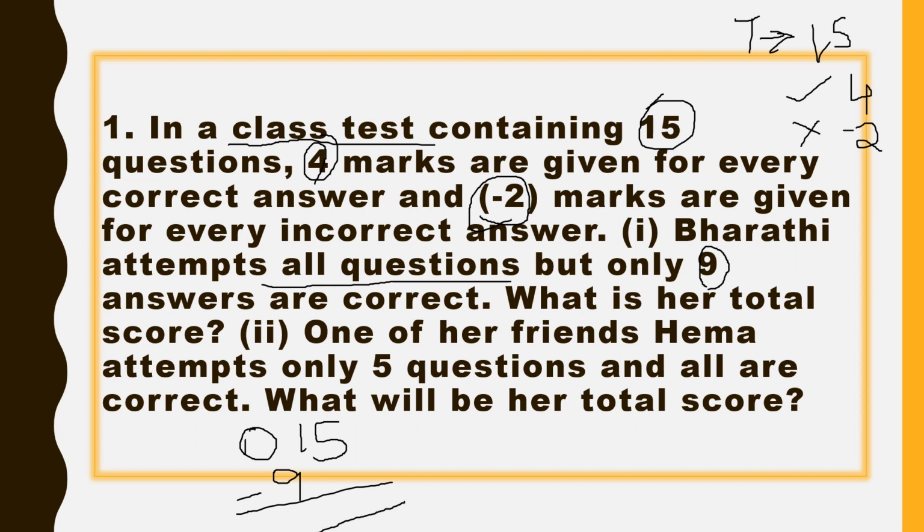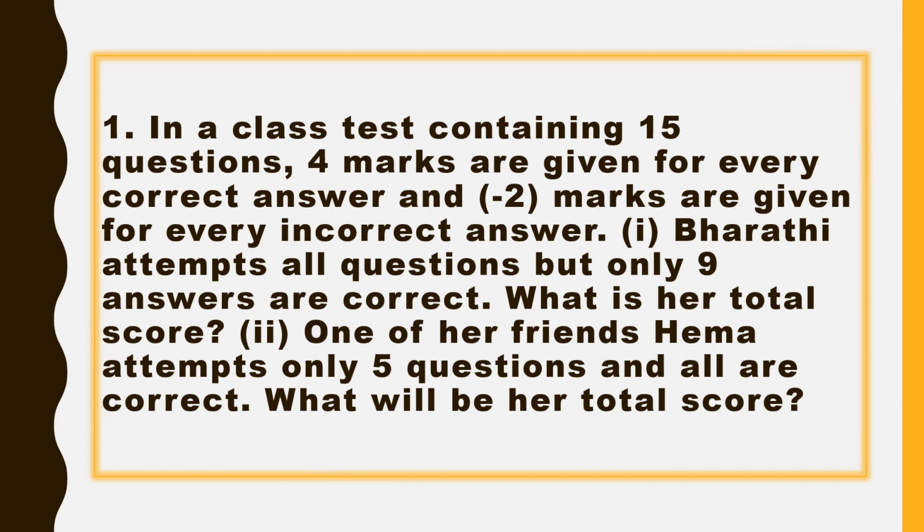Now what is our question? What is her total score? Even though she attempted 15 questions, only 9 answers are correct. But here negative marks are given for wrong answers, so she is going to lose some marks. After losing those marks, what is her total score? We need to find this out.